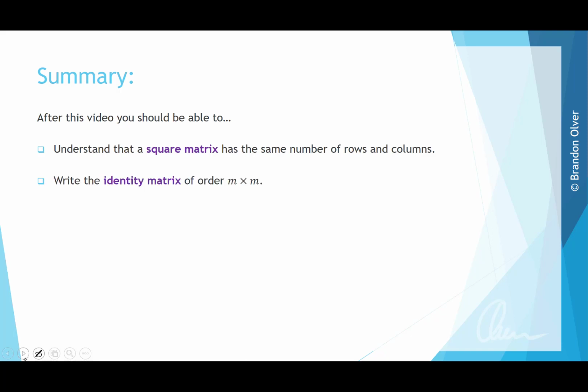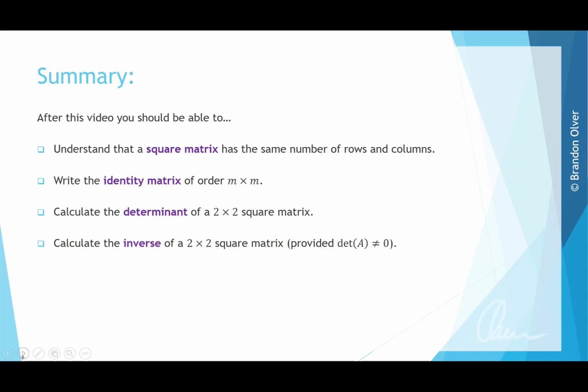So after this video, you should be able to understand that a square matrix has the same number of rows and columns. You should be able to write the identity matrix of order m times m. You should be able to calculate the determinant of a 2 by 2 square matrix. And finally, you should be able to calculate the inverse of a 2 by 2 square matrix, that is, providing the determinant of the matrix does not equal 0.